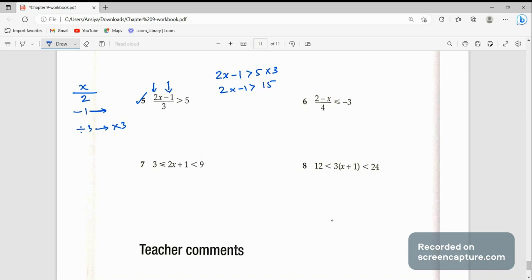Now which one will we move? Minus 1 becomes plus 1. So 2x greater than 15 plus 1. 2x greater than 16. Now which one will we move? 2. 2 is multiplication here. That becomes division. So x greater than 16 divided by 2. x greater than 8. It is the same as how we solve a simple linear equation.